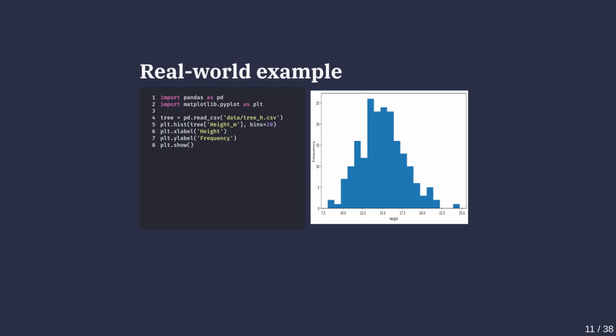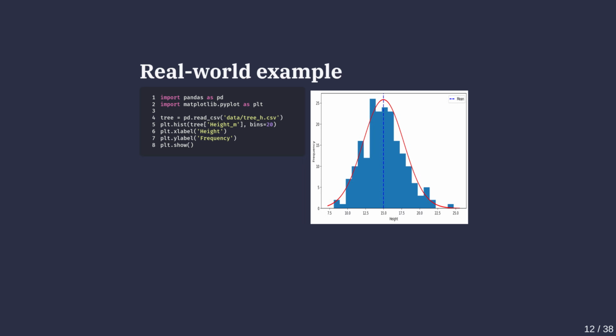Let's look at a real-world example. Suppose we have measured the heights of several trees and stored in a file called tree_h.csv. We'll import this dataset using the pandas read CSV function and plot it using the matplotlib plotting library. If we plot the heights of the trees, we'll see that it will have a shape of a normal distribution. If you want to try it yourself, the link to the data is in the description below. As we can see here, the mean tree heights is around 15 meters.